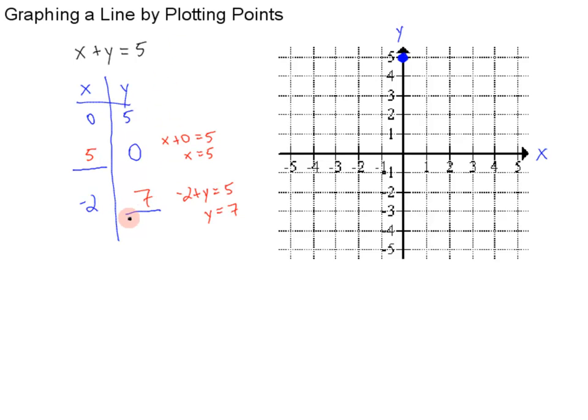So let's plot all 3 ordered pairs and see if they fit on the same line. (-2, 7) might be like up here. That seems like a reasonable ordered pair. And now we just connect them with a straight line, and because there are an infinite number of ordered pairs, we need to make sure to indicate that the line goes on forever. Now every ordered pair on this line makes this equation true, and any ordered pair not on the line makes it false.